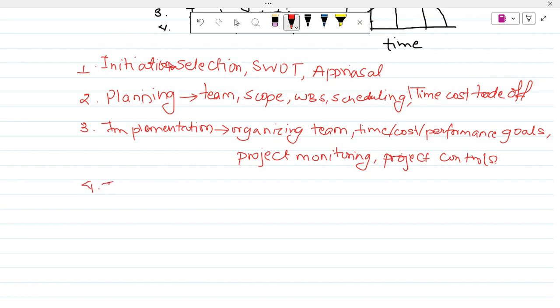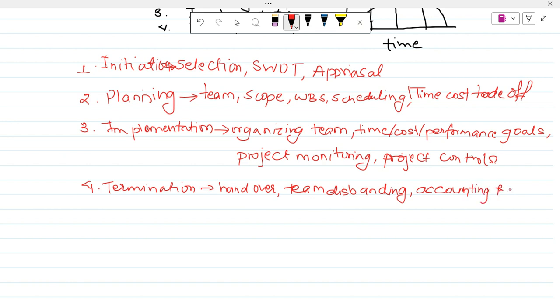The last phase is termination. Termination is nothing but handing over the project. Handover is done, and the formed team is disbanded since the goal is achieved. Accounting and reporting, the administrative and accounting works, are done. So in this way, the project life cycle is completed. I think this is all for session one.